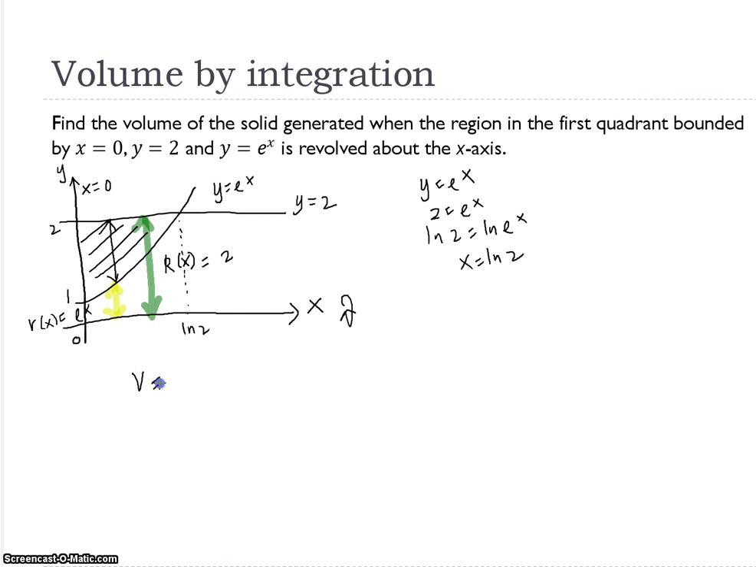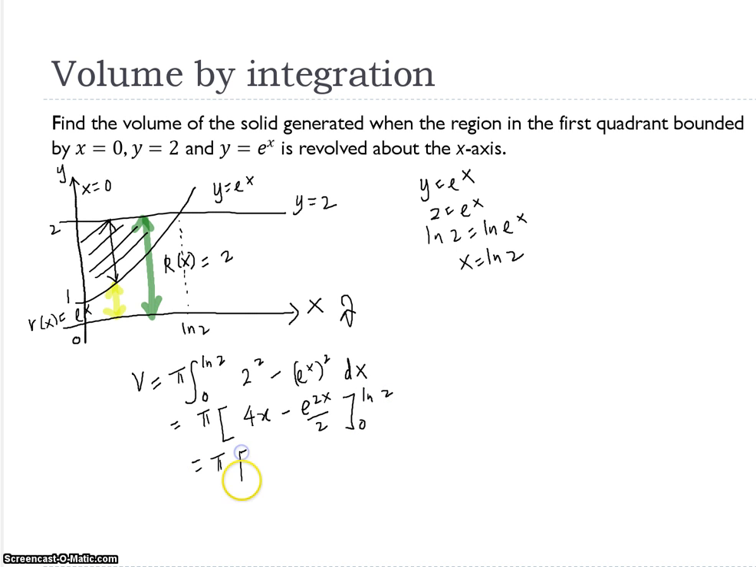So to find our volume, V equals pi times the integral from 0 to ln 2. The outer radius is 2, so we have 2 squared, subtract the inner radius, e^x squared. Rotating around the x-axis, so we have dx. So we integrate this. We have 4, and when we integrate, we have 4x. When we square this, we have e^(2x), so when we take the integration, it means that we divide by 2, from 0 to ln 2.